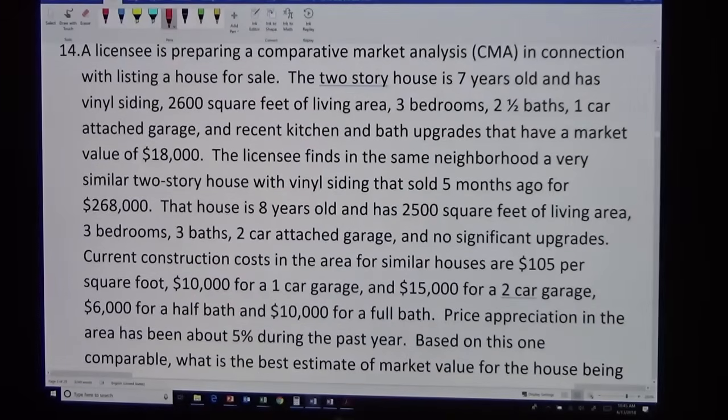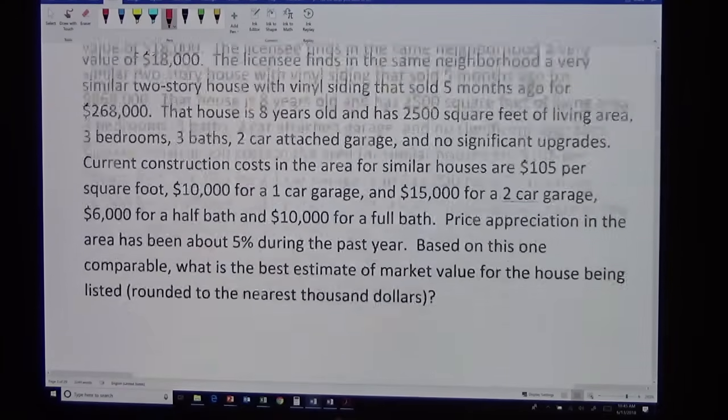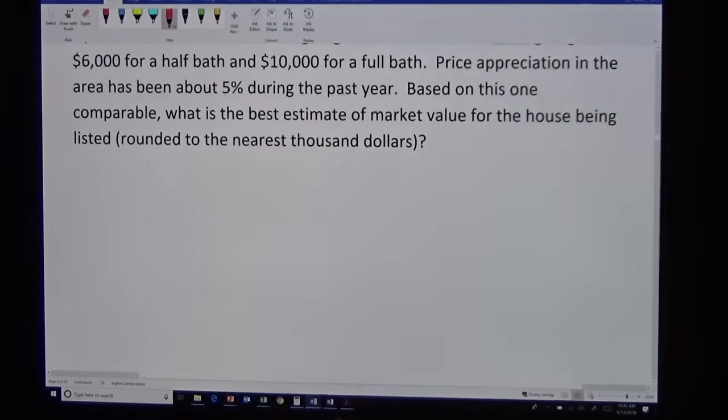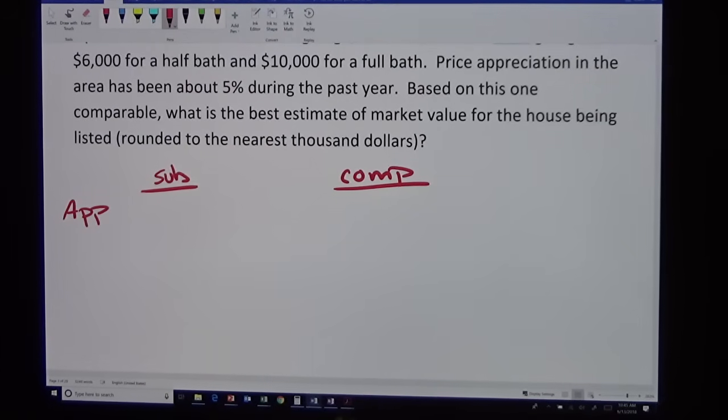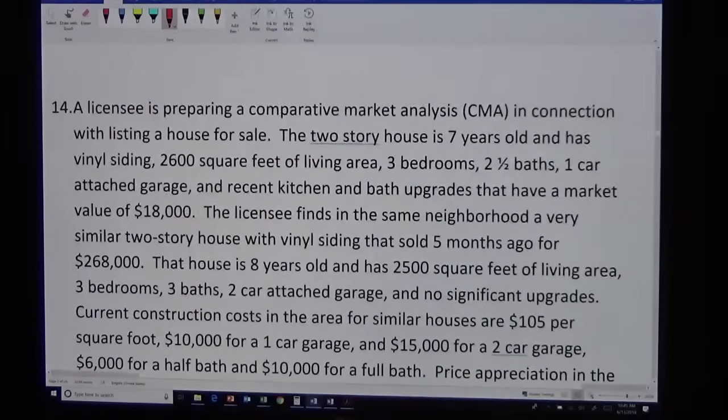Number 14 looks like another CMA question. And obviously it's a long and involved one. But as long as we know it's a CMA question, we're going to make our two columns: subject property, comparable property. Now remember, it's always a good idea to put appreciation in there, just because it's a reminder to do it first if they do ask for it.